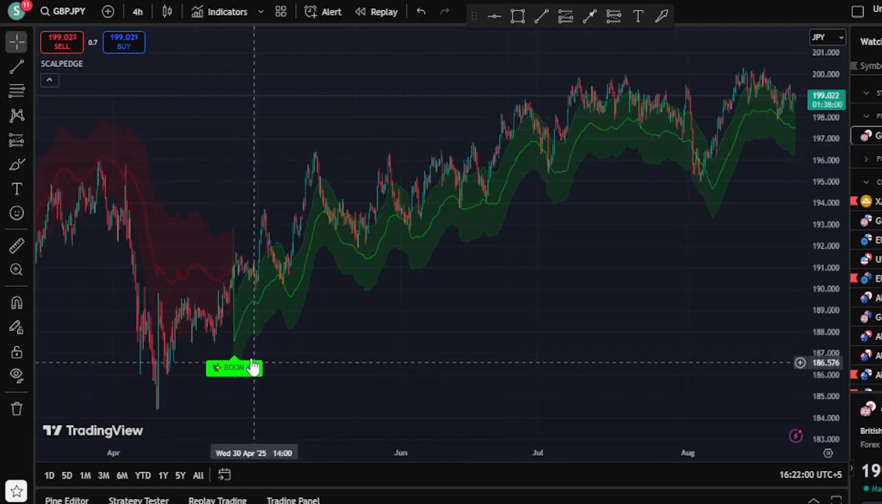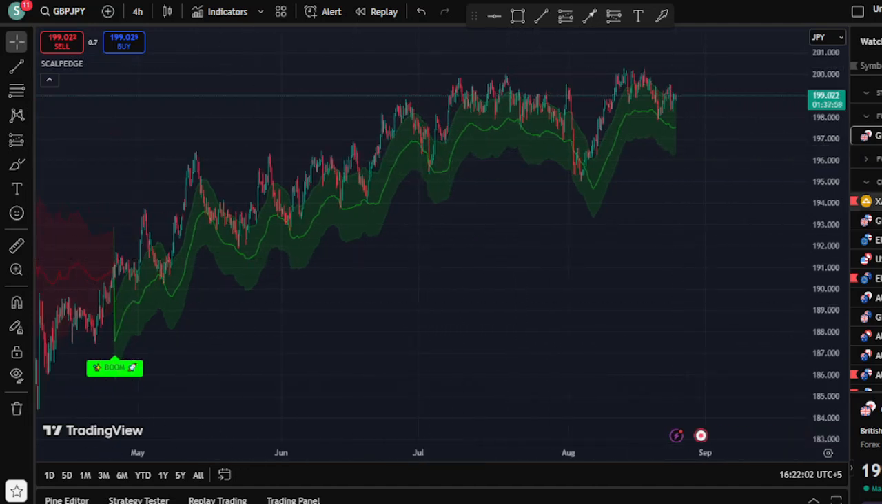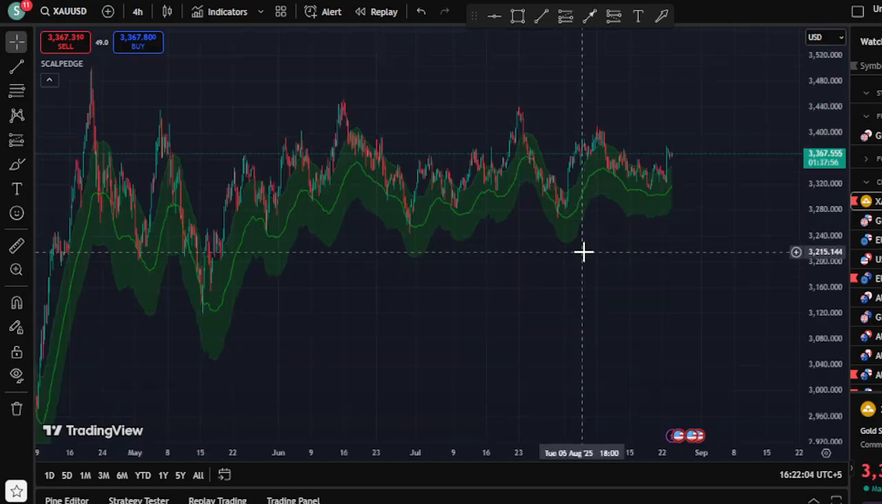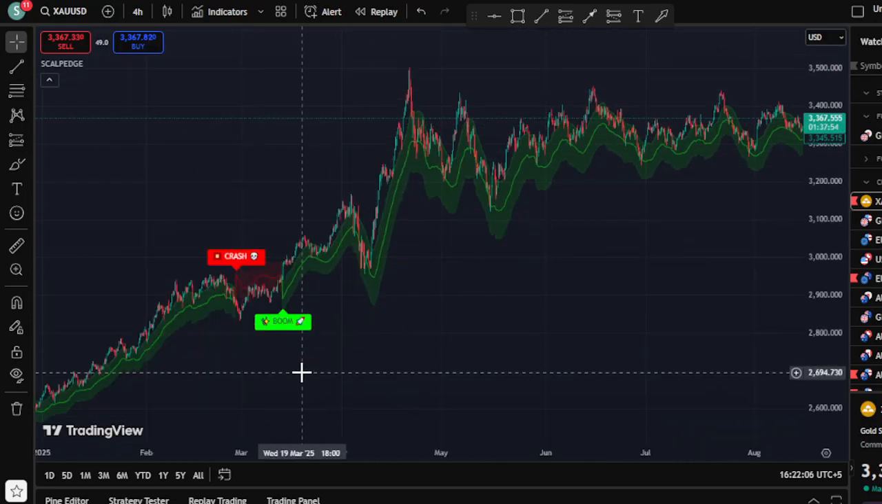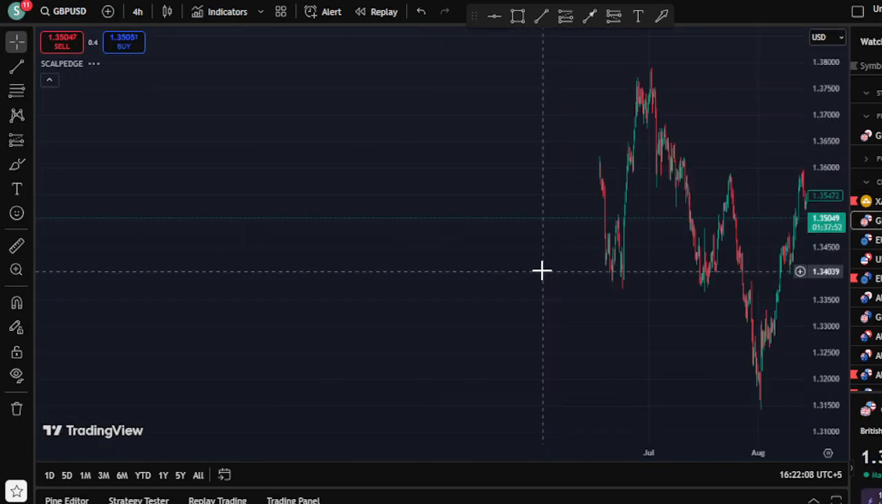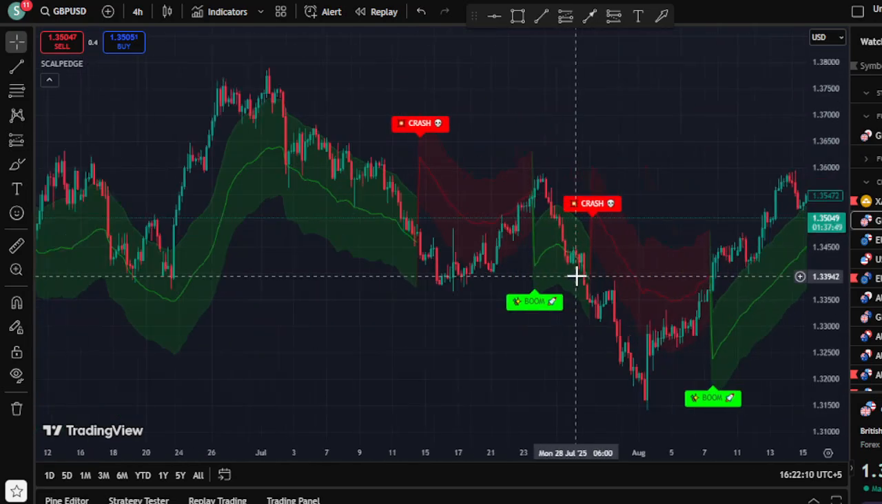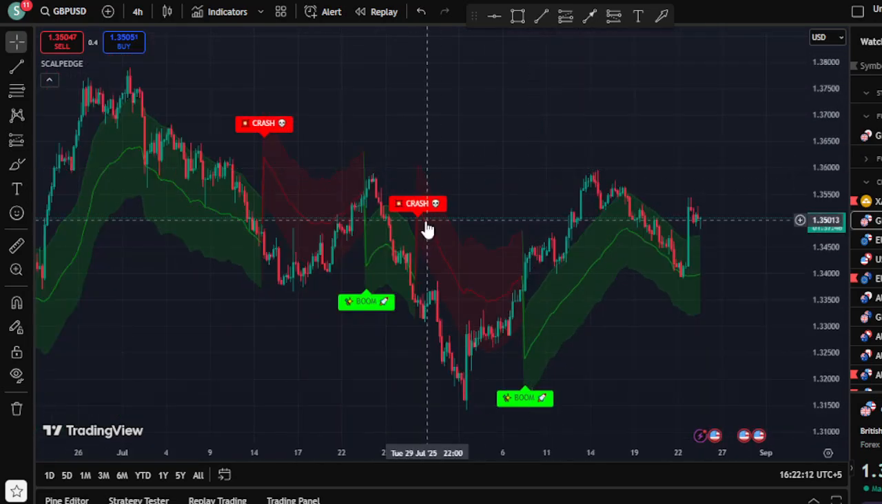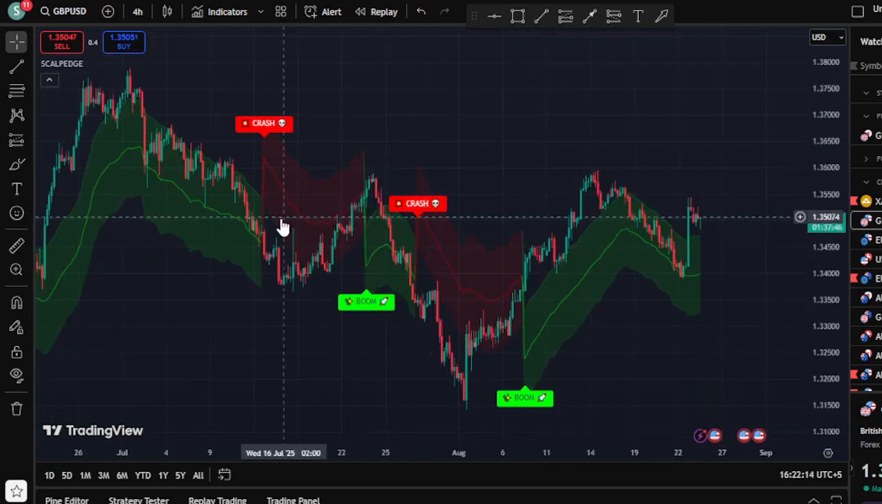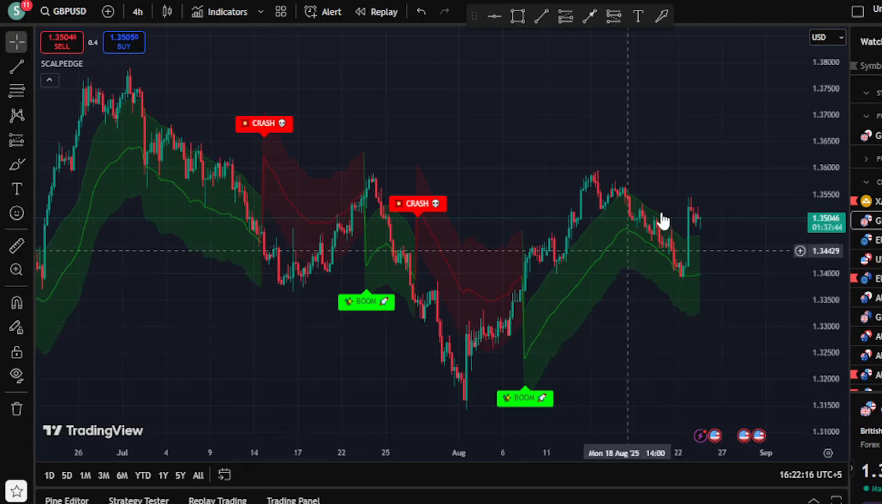Okay, 4 hour, that was the boom on pound JPY. You can see the price is up. Gold, let's see, gold must be a boom. Yes, you can see 4 hour boom. Let's have a look at pound. Okay, pound has some signals. Okay, crash worked, boom does not work, crash does not work, but this boom has worked.